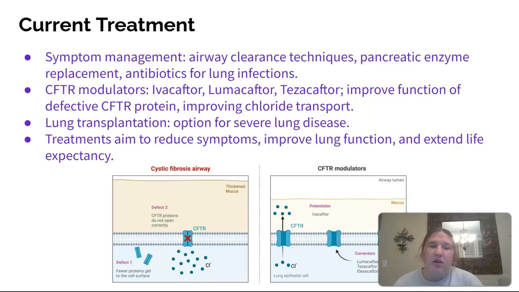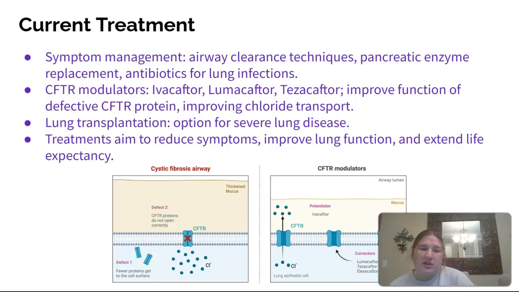There's also CFTR modulators. These are these 3 drugs here, and these drugs improve the function of the defective CFTR protein, improving chloride transport. As you can see in the diagram on the bottom, the CFTR protein is either not getting to the cell surface into that membrane, or it's closed, not allowing the chloride ions to leak out. And the CFTR drug modulators, they're correctors. So they come in and they open those protein channels and they allow the chloride to escape, and it kind of lessens the mucus and the thickness.